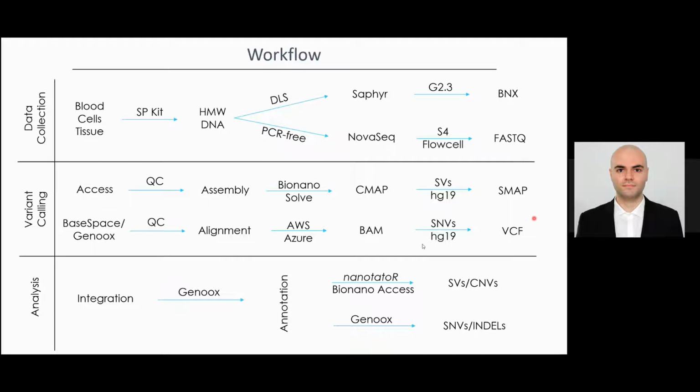We use both of these files to perform integration, where we use the Genox platform that looks at structural variants identified by optical genome mapping and short-read realignment in those SV regions to provide better SV annotations. We also use Nanotator, an in-house developed R package, to perform frequency calculations and additional annotations for structural variations, along with Bionano Access, and we use the Genox platform for SNV and indel annotations. With this workflow, we are able to identify structural variations, copy number variations, single nucleotide variations, and small insertions and deletions that may be disease causing.